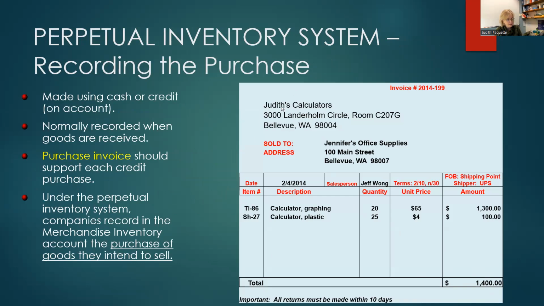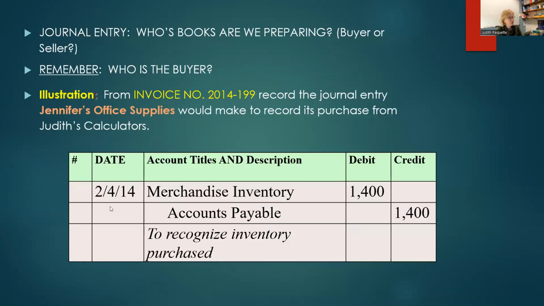Judith is selling the calculators. The person whose books we're doing is Jennifer, and we're booking the purchase of $1,400 because it's perpetual. Chapter 5 is using the perpetual inventory system, so we only debit or credit inventory accordingly. For purchase transactions, you don't have to use the word merchandise. You can just say inventory, debit inventory for a purchase.